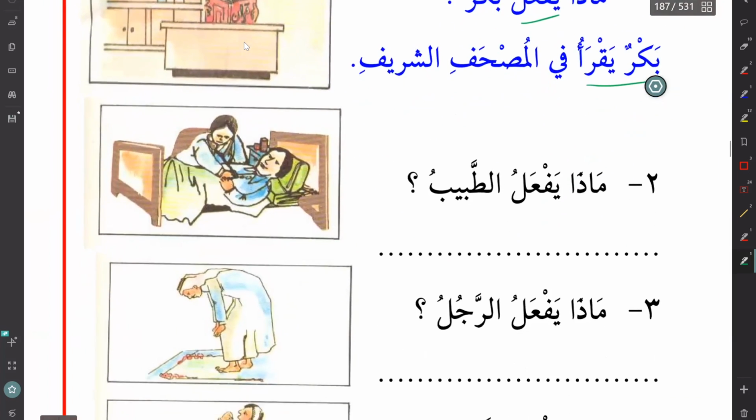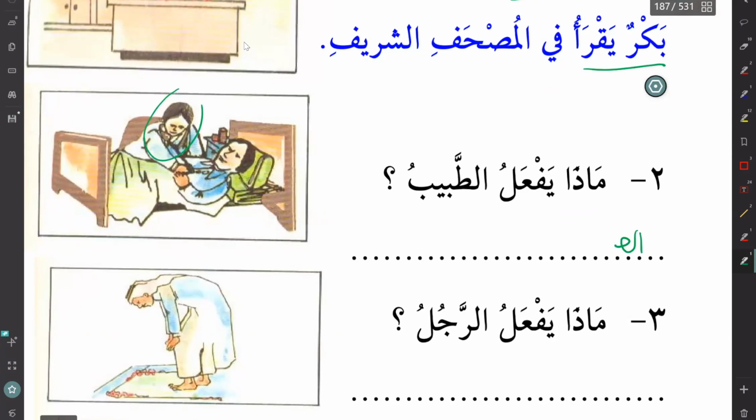Now, next one, ماذا يفعل الطبيب? What is the doctor doing? Okay, ماذا يفعل الطبيب? So what is he doing? As you can see, he's examining the patient. You can say الطبيب يفحص. Remember this word? يفحص المريض. And what do we have in al-marid? Al-marid is the object, so we have to put fatha. الطبيب يفحص المريض. You understand? So the doctor is examining the patient.